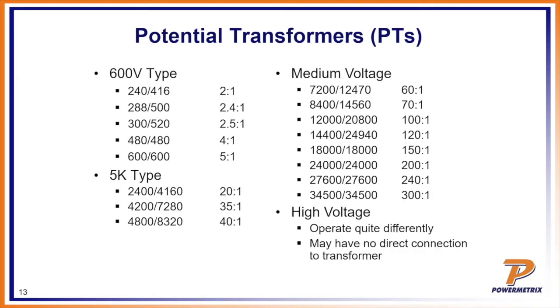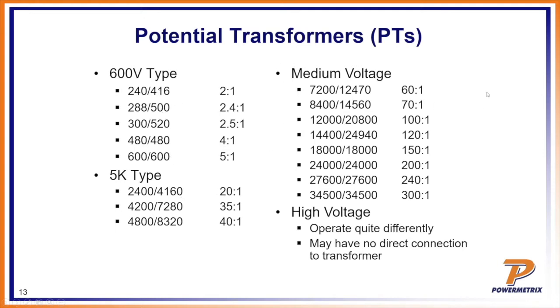So the typical low voltage, which is the 600 volt type PTs, you're going to run across a 2-to-1 or possibly a 4-to-1. For this 2-to-1, what it's saying here is 240 volts phase to neutral or 416 volts phase to phase. So we transform that 2-to-1. If it's 240 volts on the primary, we step that down to 120 volts. Basically you're just dividing by 2. So 240 divided by 2 equals 120 to get to the meter. The same applies for all the low voltage.